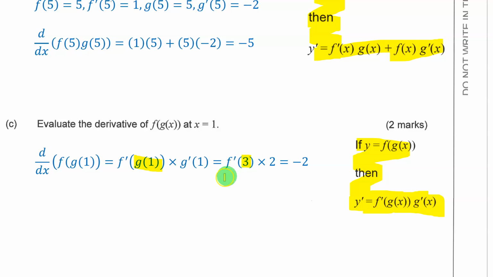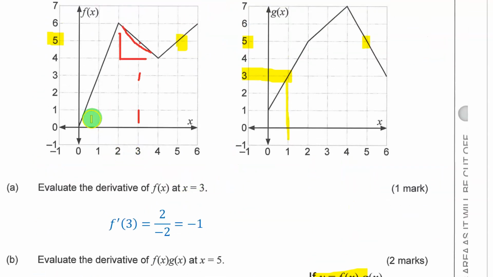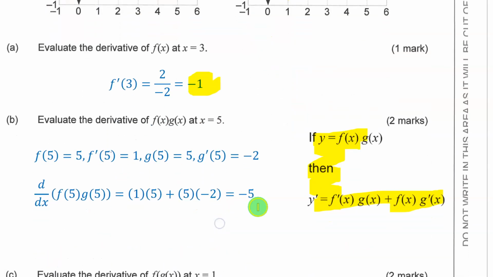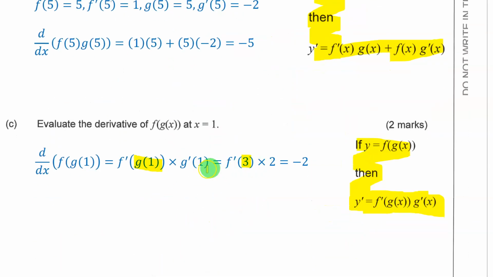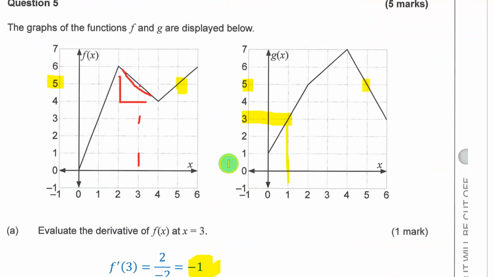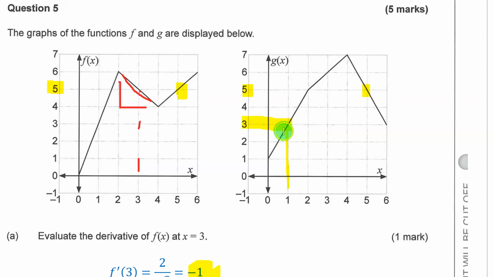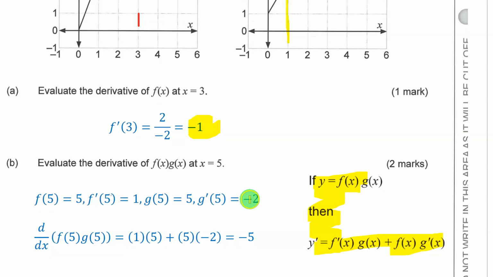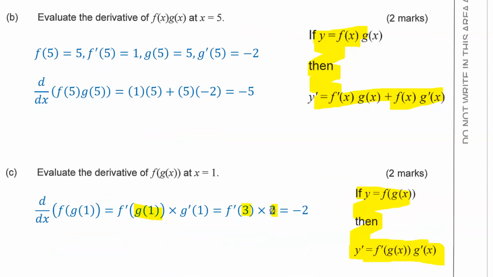So then f prime of 3: we go up to the f graph at 3, and we've already worked that value out here. That was -1. So that's going to be -1. And then g prime of 1 was over on this graph. The gradient here is 2 across, 4 up, so the gradient there is 2. And so that's this value here. So we've got -1 times 2, which is -2. And that's basically question 5.